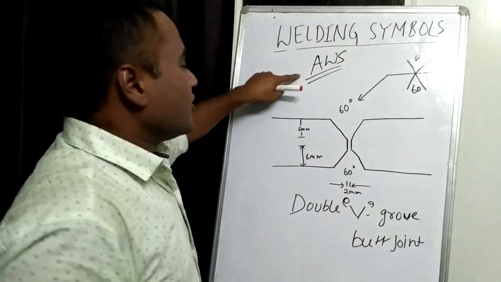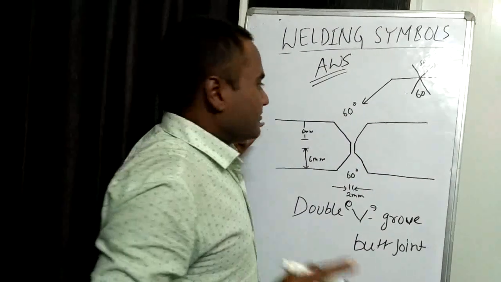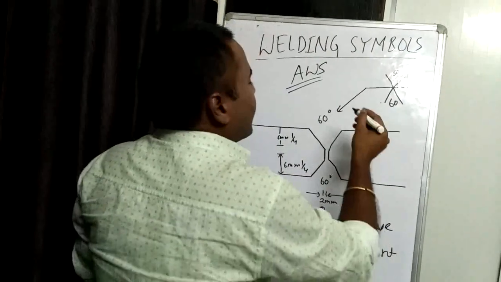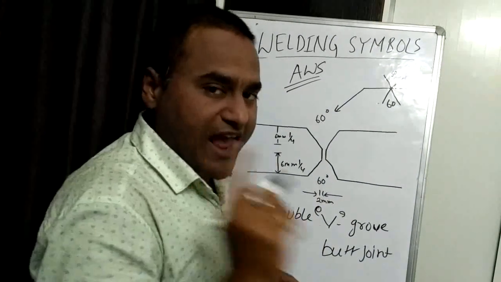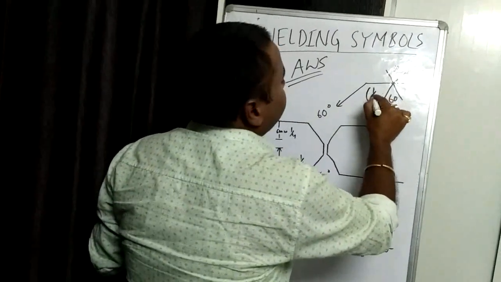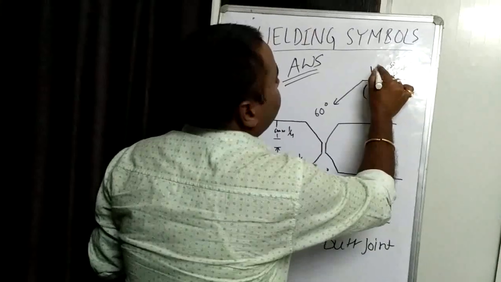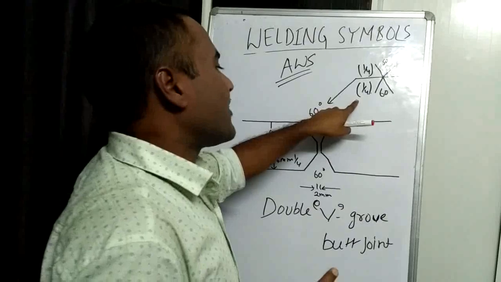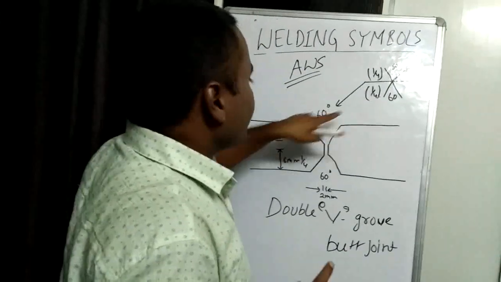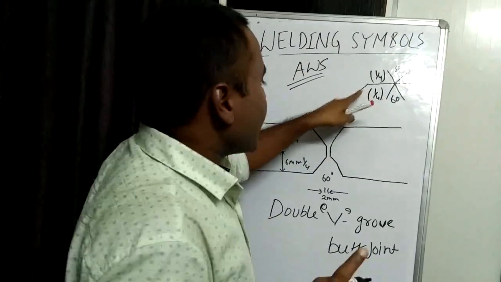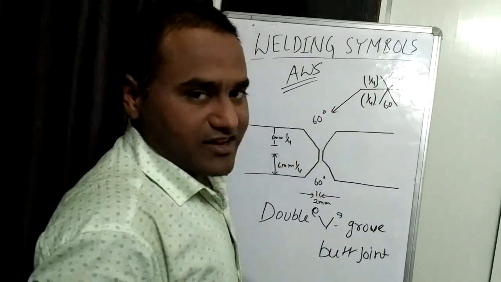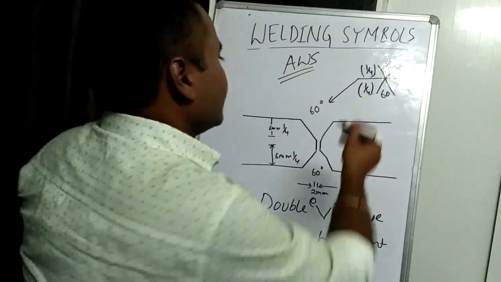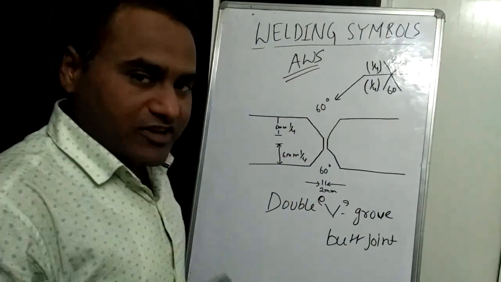So as per AWS, we have to mention the depth in inches. It's 1/4 inch, 1/4 inch. And this dimension shall be provided in the bracket. So 1/4, 1/4, always on the left side, both in ISO and AWS. This dimension has to be provided on the left side. But in AWS, we have to mention the dimension in inches and under bracket. And in ISO, no brackets, and the dimension shall be mentioned in mm only. So this is complete. I hope this is clear to you.